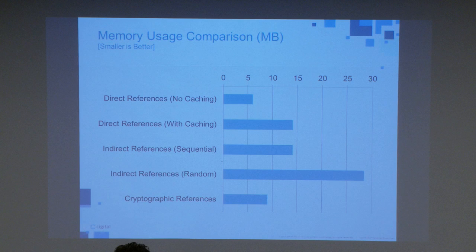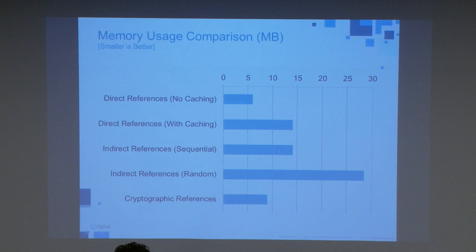With direct references or with indirect sequential references, the memory usage goes up quite a bit when these references become random. Because, well, you need at least 28 bits of randomness for every single reference. So depending on how many of these you have, your memory usage is going to go up quite a bit. And remember, all of that data has to be shared amongst all your app servers if you want to make them stateless. Cryptographic references, you don't need a whole lot. You're just caching a 128-bit key in memory for every single session, not for every single reference.